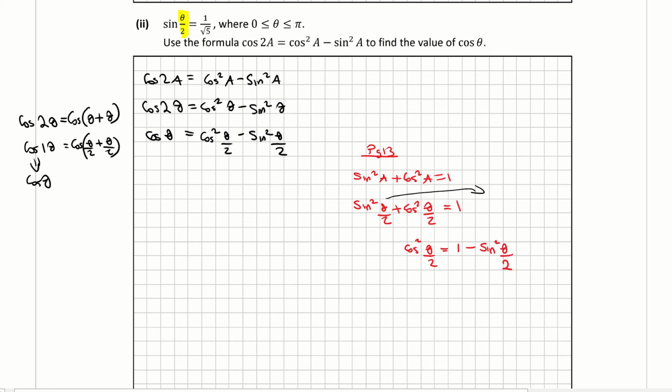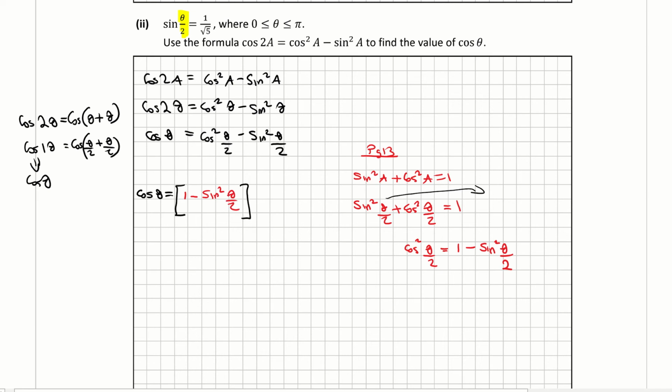So what I'm going to do now is substitute in 1 minus sine squared theta over 2 for cos squared theta over 2. So now I have cos theta is equal to, and instead of calling it cos squared theta over 2, I'm actually going to call it 1 minus sine squared theta over 2.